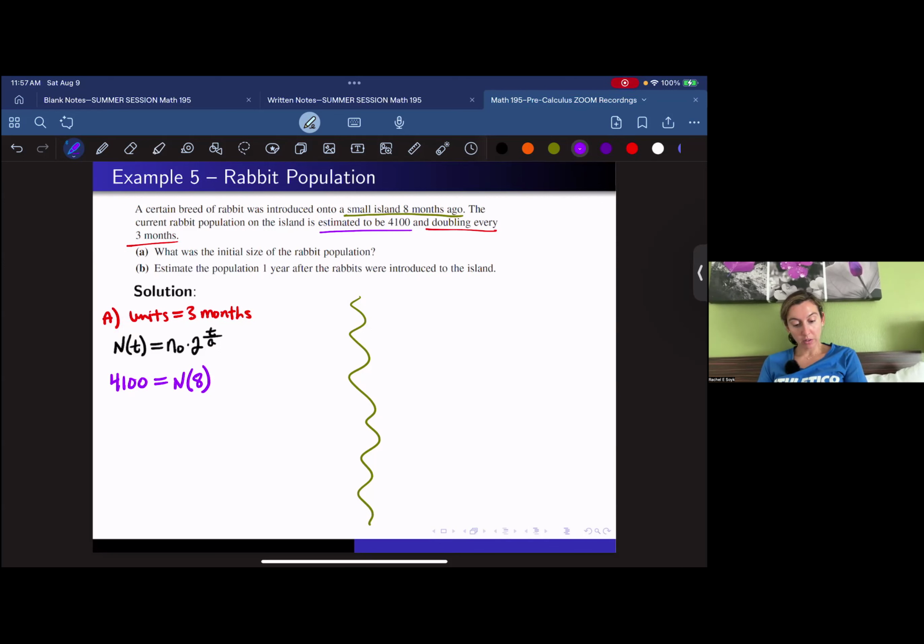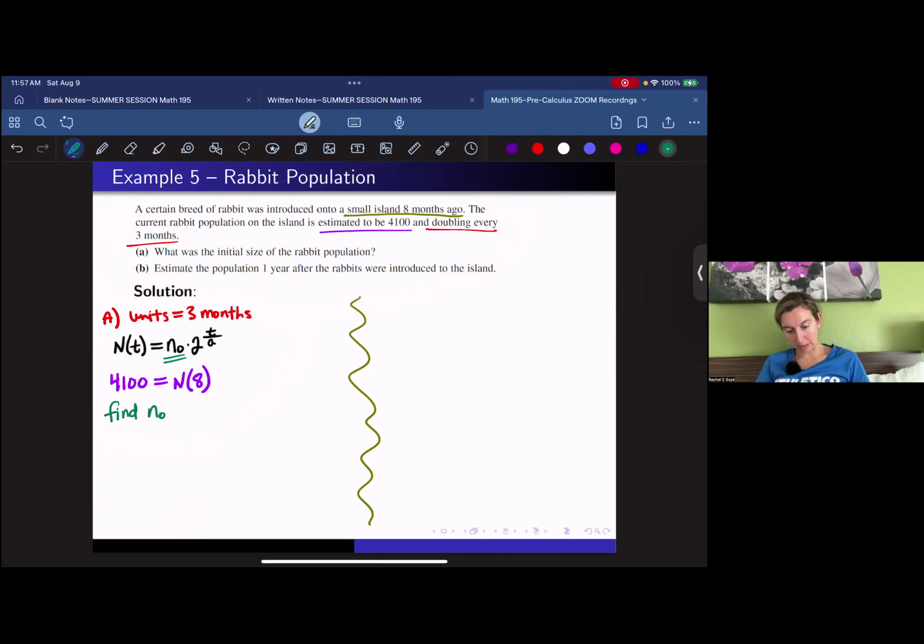Okay. And then what are we asked? Our part A, what was the initial size of the rabbit population? So using what I wrote down in purple, we want to find our n sub 0. So yeah, any type of question like this, it's so important that you write out your given information properly, which is why it's so important to really read the question and understand it.